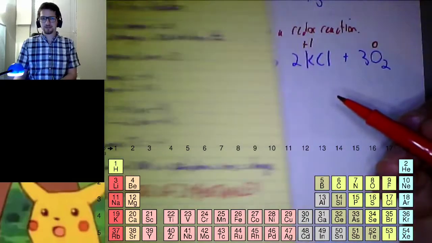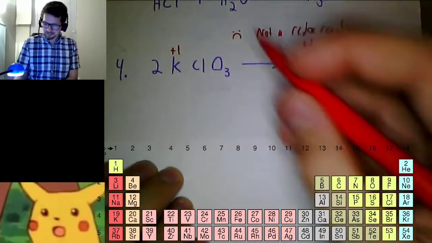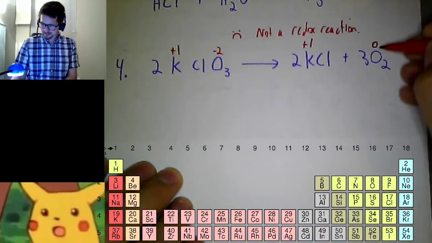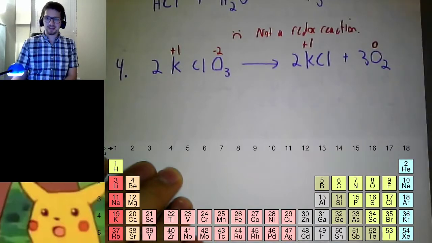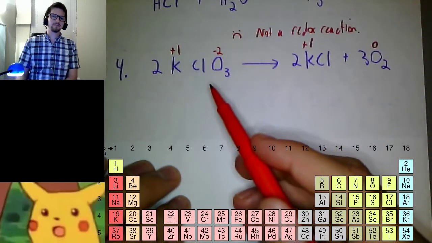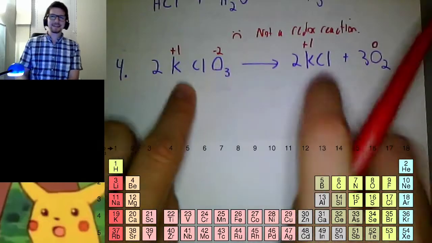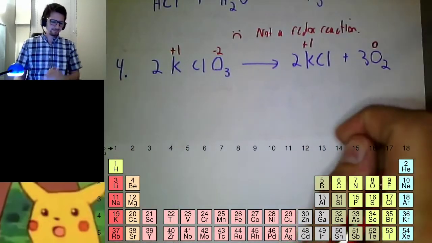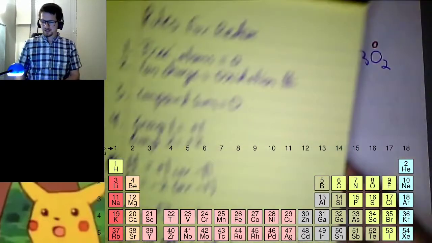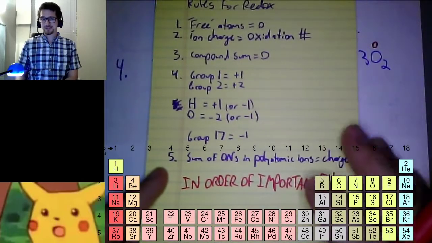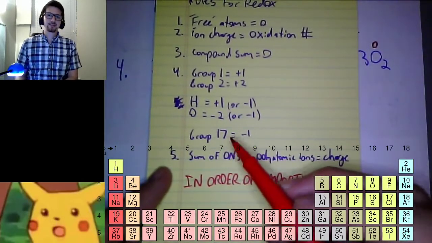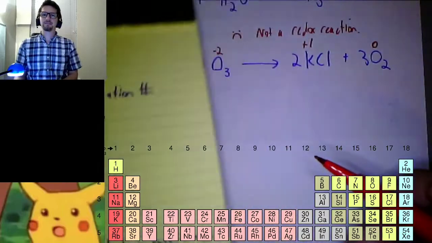O is going to be minus 2. Oh, I do see a minus 2 right there. And I see a minus 2. That's not part of a compound, so it doesn't count. Okie doke. Last thing I'm going to have to worry about is the Cl. So, this is what's going to get tricky. The Cl is in group 17, which means it's going to be minus 1.